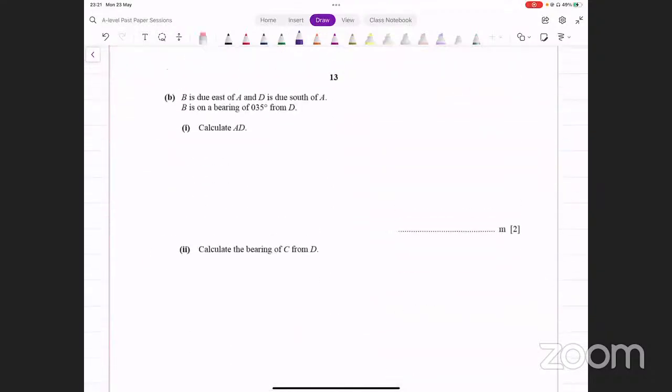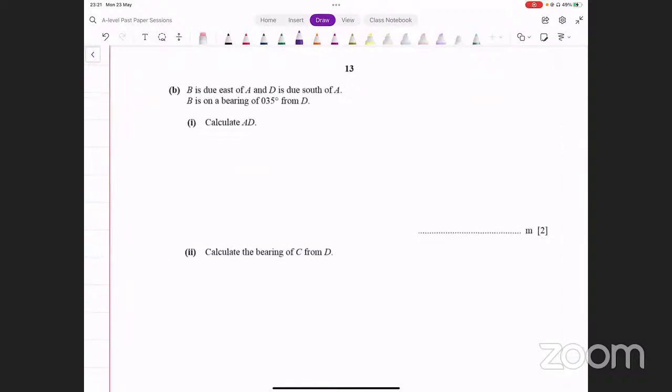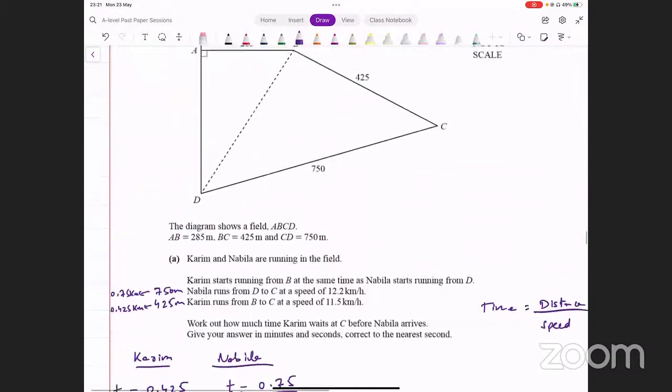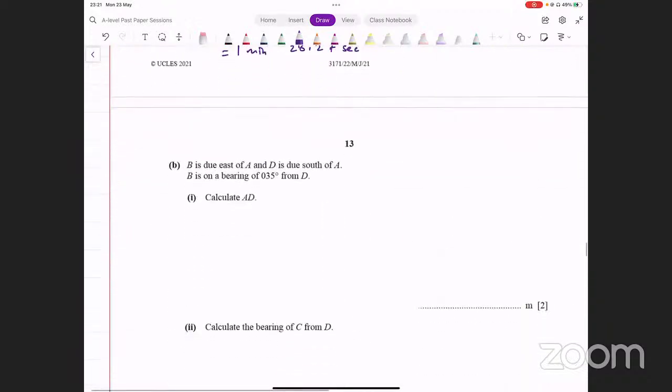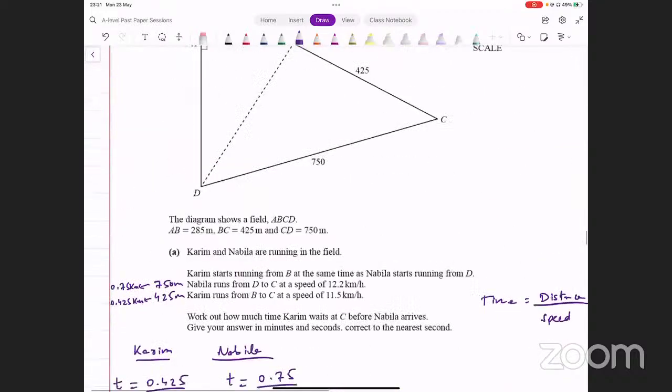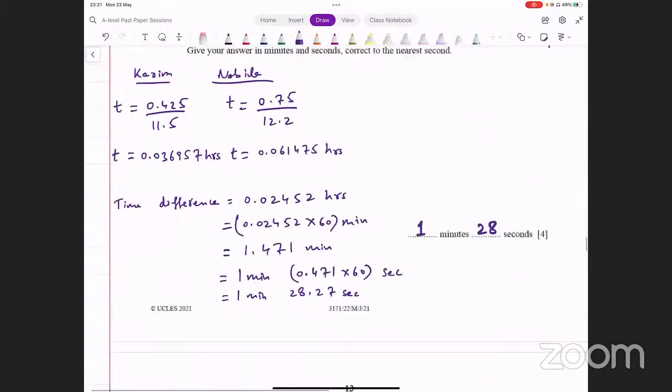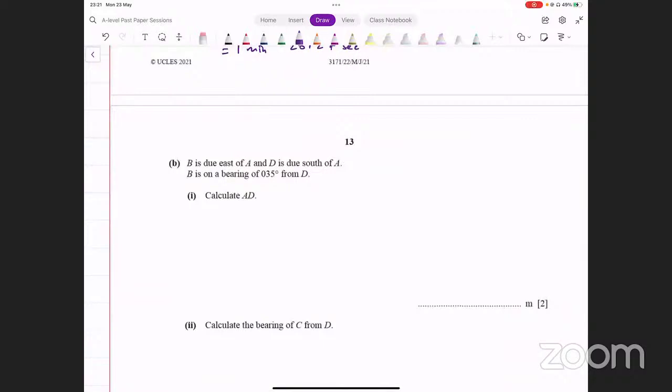Now it says B is due east of A and D is due south of A. So B is due east of A, यानी कि A के right side पे B है. You can see that on the figure. And D is due south of A. वो भी आपको figure पे नजर आ रहा है. D is below A, right? B is on a bearing of 35 degrees from D. D से bearing जो है वो B की, that is 35 degrees. तो north कहाँ पे बनेगा? From D लिखा हुआ है, D पे north बनाएंगे और वो 35 degrees की bearing बन रही होगी B की.